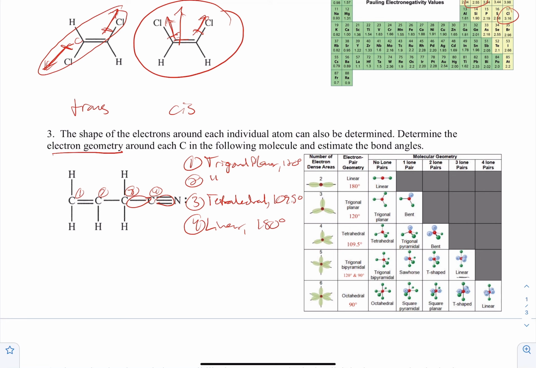Let's say you have trigonal planar memorized. You take out one of these and you say, okay, that's a lone pair. But now that I don't look at this as part of the bond, I'm going to say that just looks bent. So it's a lot easier once you've been able to do that, to memorize the bases.